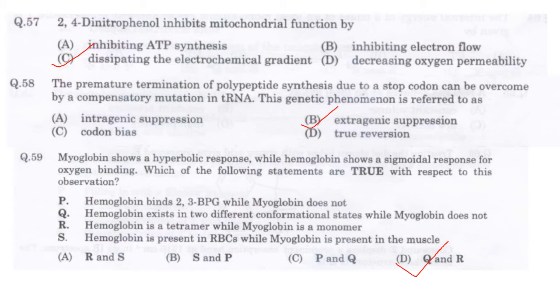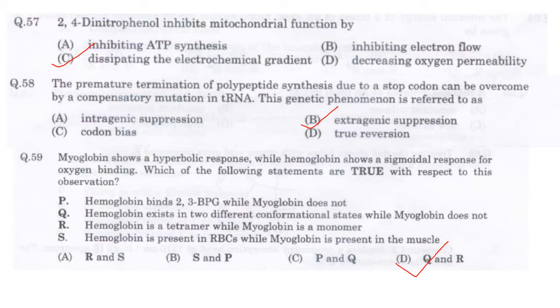Myoglobin, all these are just direct questions, okay. Myoglobin shows a hyperbolic response while hemoglobin shows a sigmoidal response for oxygen binding. Hemoglobin is a tetramer and it shows allosteric enzyme-like activity when it binds to oxygen. That's why it has a sigmoidal curve, whereas myoglobin has a hyperbolic response.